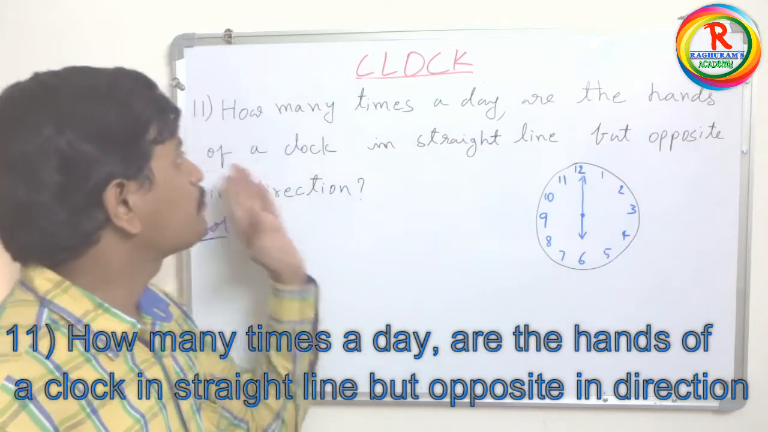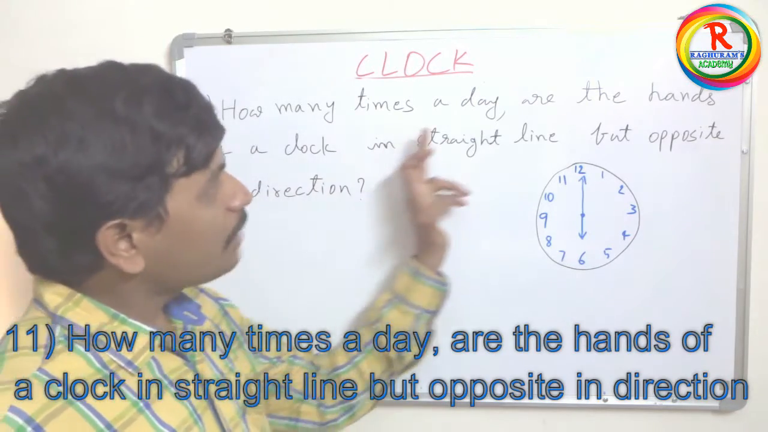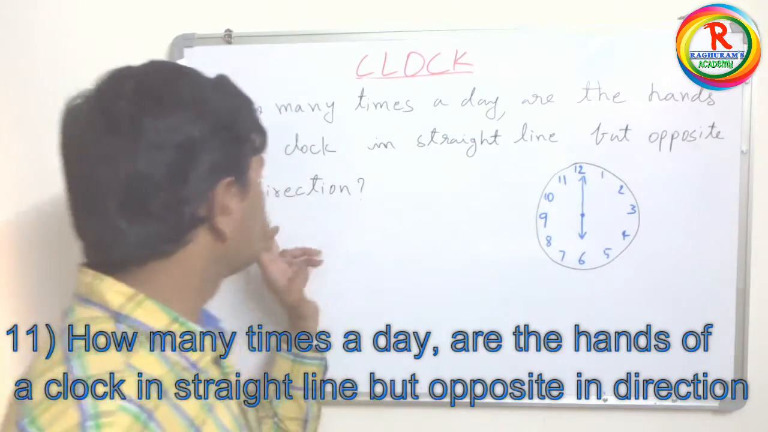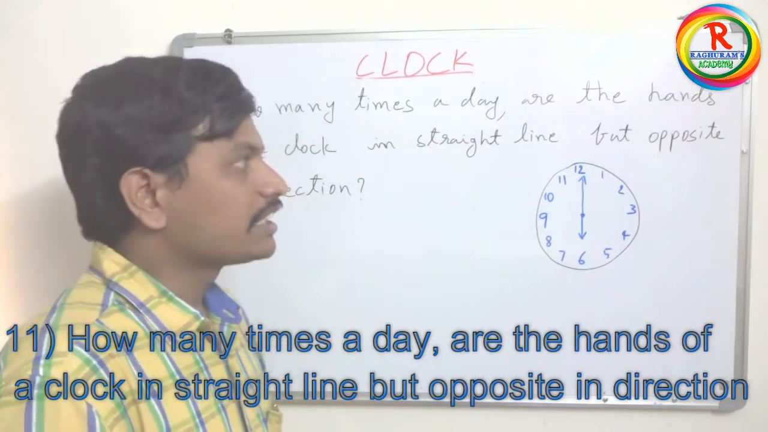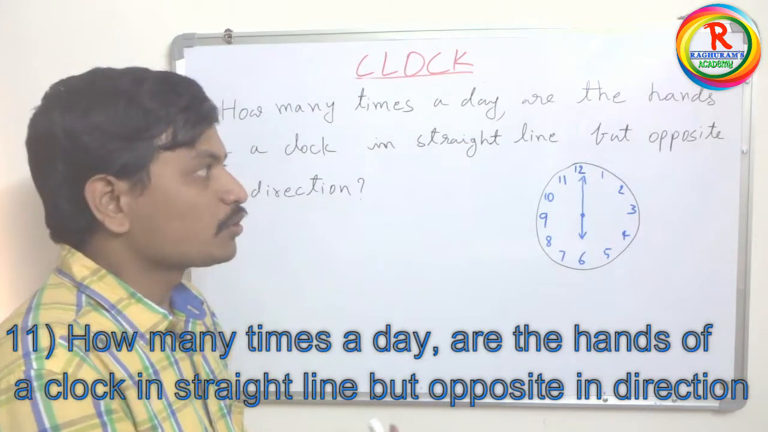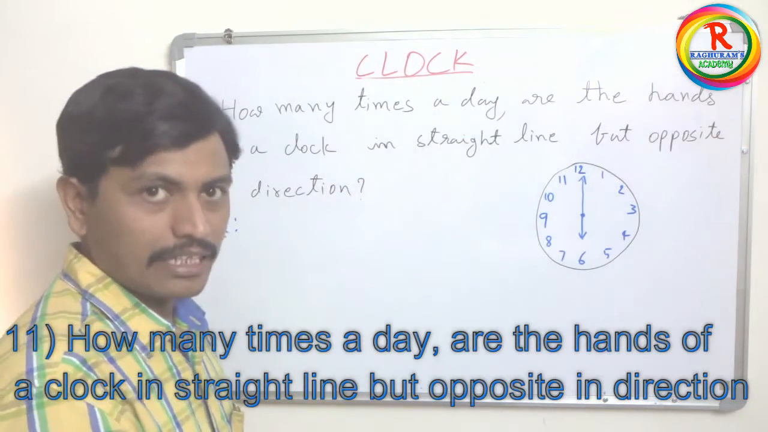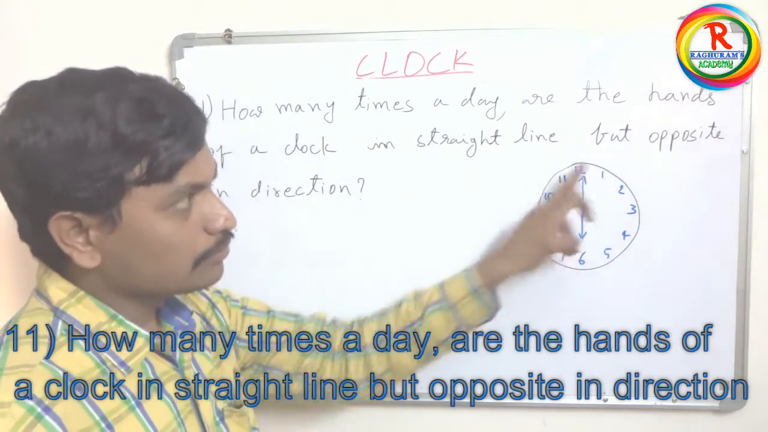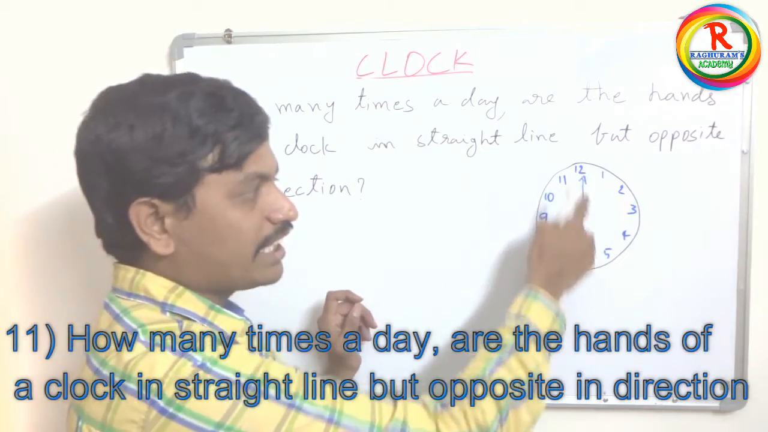Now let us see the next problem, the 11th one. How many times a day are the hands of a clock in a straight line but opposite in direction? So you get this different type of problems. Direct question, you get a question as it is like this. So now here it's a straight line but opposite in direction. We get like this.